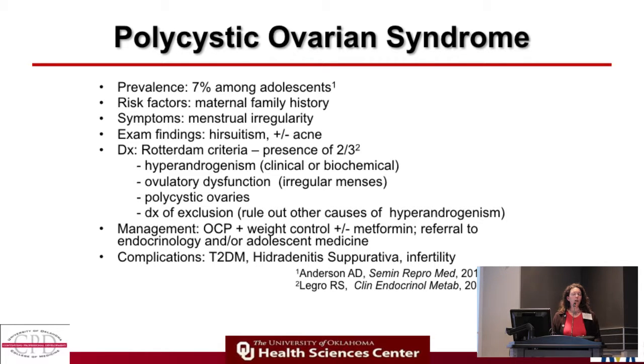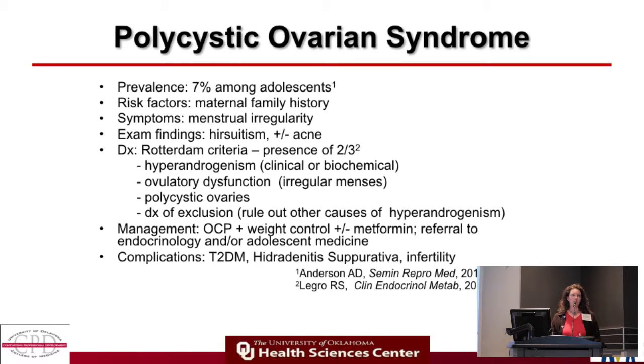So clinical on exam, acne, or more commonly hirsutism. So if they have hair growth on the upper lip, chin. Commonly in adolescent girls, it's more on the abdomen, which can be really dark. Then that is part of the clinical diagnosis for PCOS. Ovulatory dysfunction, I already talked about. They can have polycystic ovaries on pelvic ultrasound.